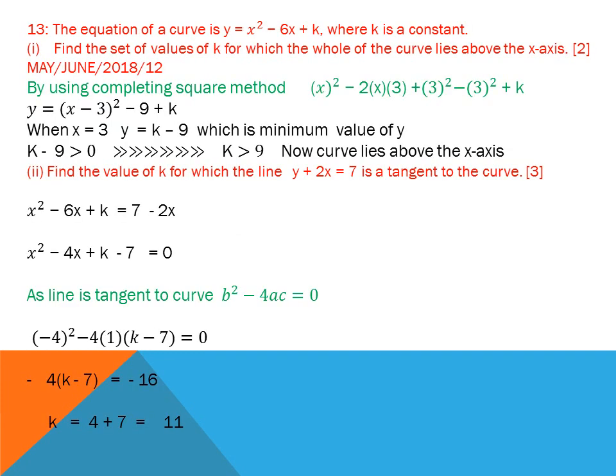Question number 13. The equation of the curve is y = x square minus 6x plus k. K is a constant. Find the set of values of k for which the whole of the curve lies above the x-axis. It means the whole curve lies above the x-axis. Here I need the formula for the point of minimum and for the point of maximum.